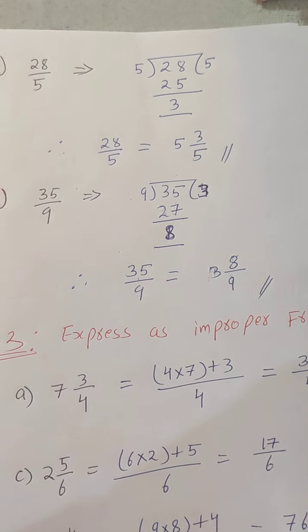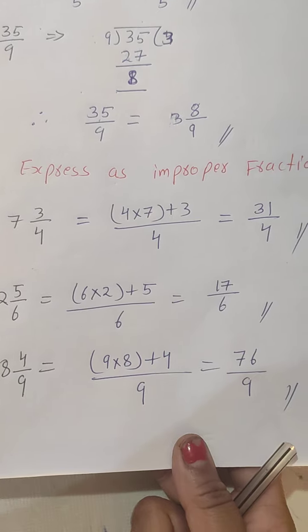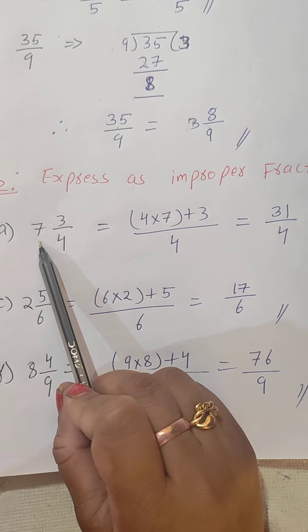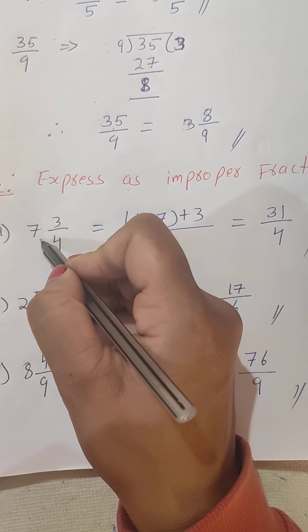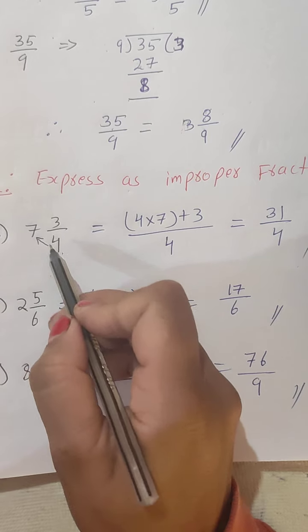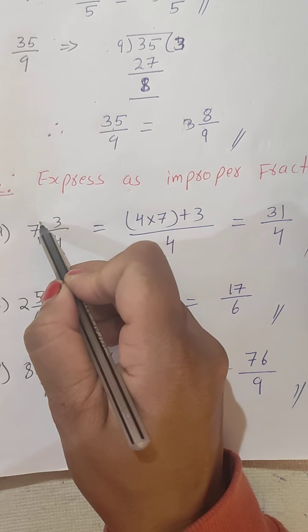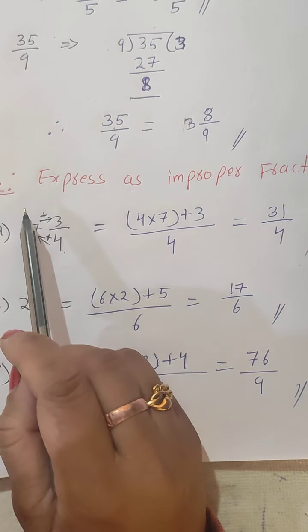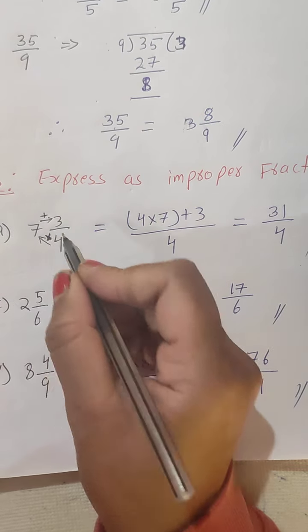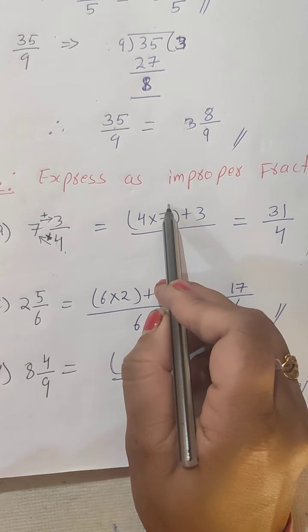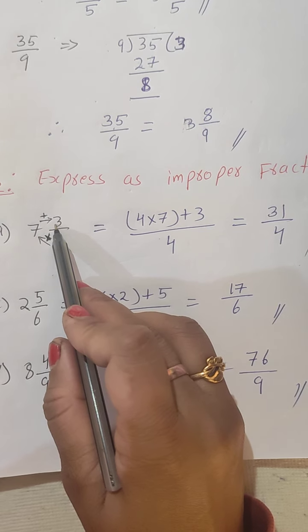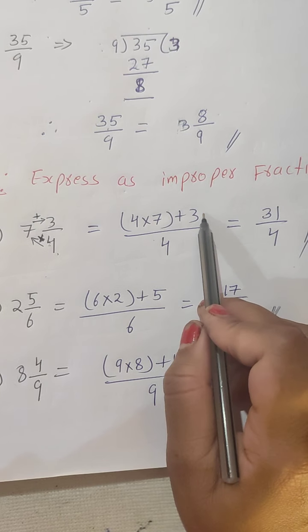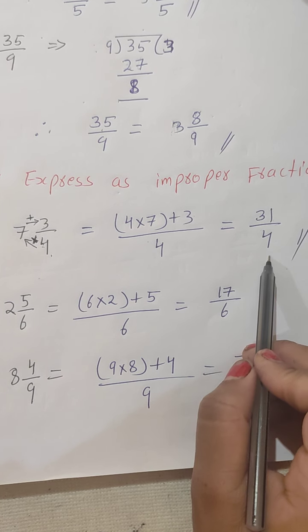Now the last question of the exercise, and the simplest question you can see, is this one. You have to express these mixed fractions as improper fractions. I told you you have to go in this order. This 4 into 7, and then whatever answer you get, you have to add 3 to it. See these arrows just for your explanation. This is multiply. So it will be 4 into 7, put it in a bracket, plus 3, and the denominator will remain the same. So 4 into 7 is 28. 28 plus 3 is 31. So the answer is 31 upon 4.